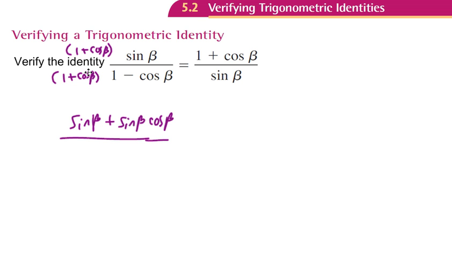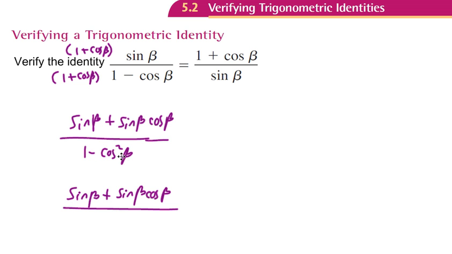And then the denominator again is a difference of squares. So I'm just going to do 1 minus cosine squared of beta, if you realize that. Once again, we can replace the denominator with sine squared beta. So sine of beta plus sine of beta cosine of beta all over sine squared beta. And that just comes from our Pythagorean identity.